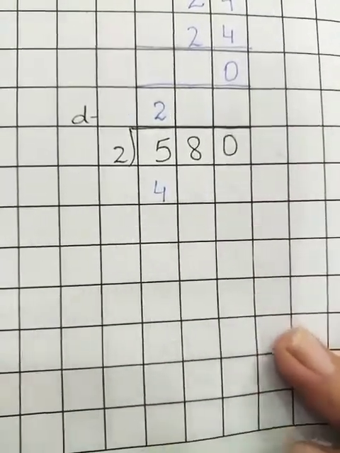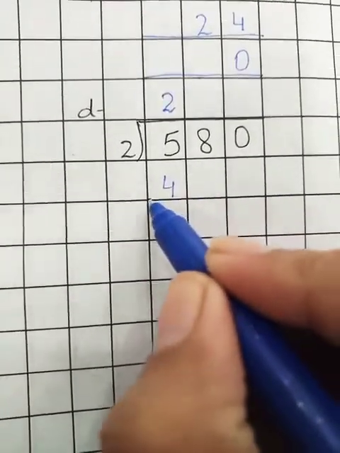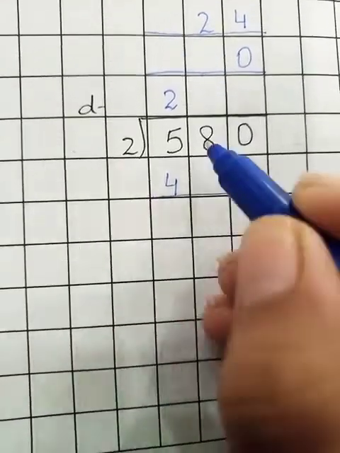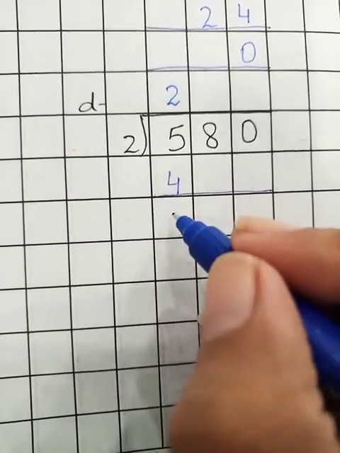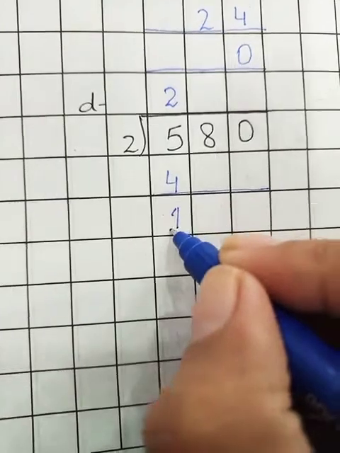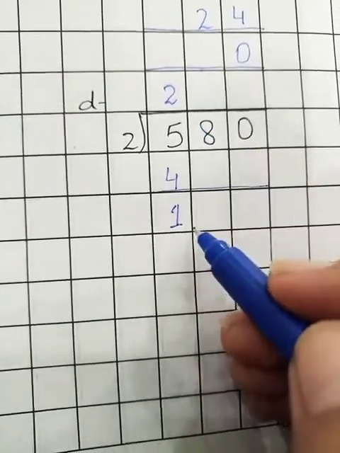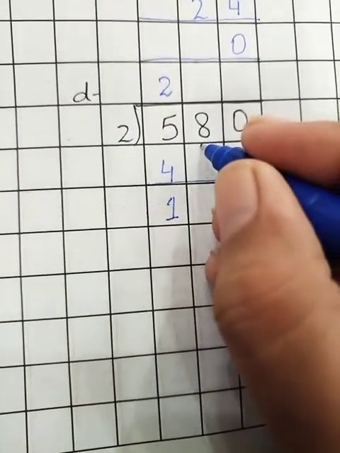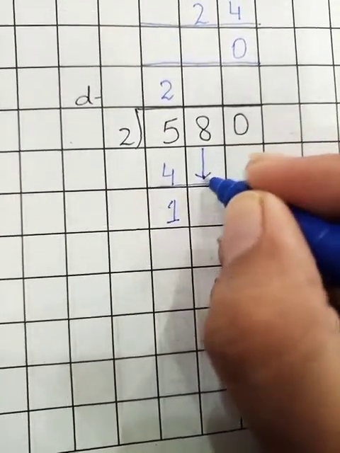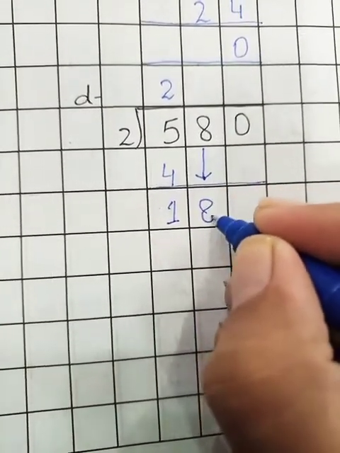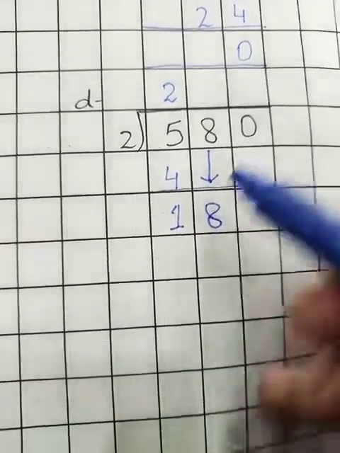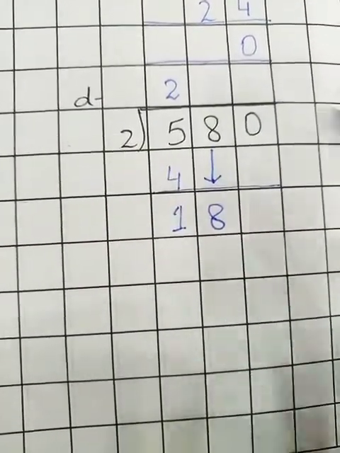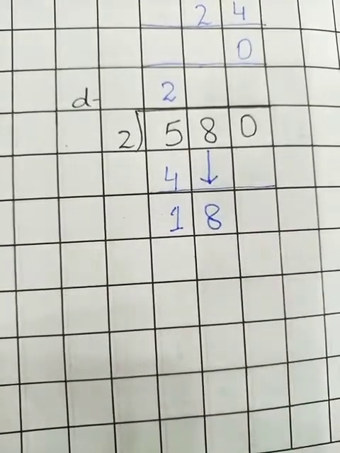Next step is subtraction, so I am going to subtract 5 and 4. 5 minus 4, and my answer is 1. Now students, this one is again smaller than my divisor, so I have to take this 8 down here in this way, okay. Now students, read the table of 2 till the number 18.